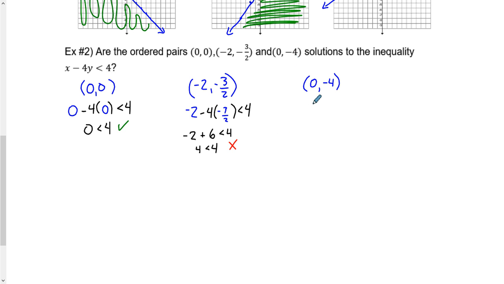And finally, our x is 0. Subtract 4 times our negative 4. So 0 subtracting 4 times negative 4 actually comes out as 16. Is 16 less than 4? No. So only (0, 0) would be a solution to here.